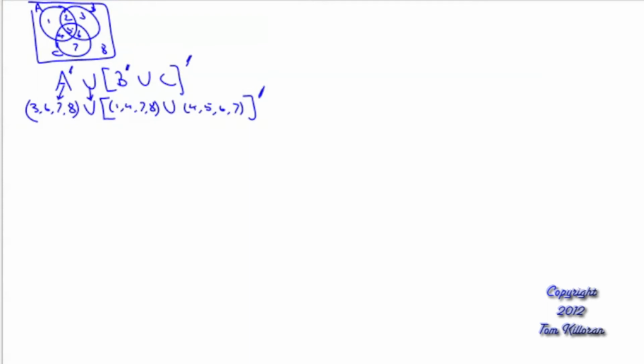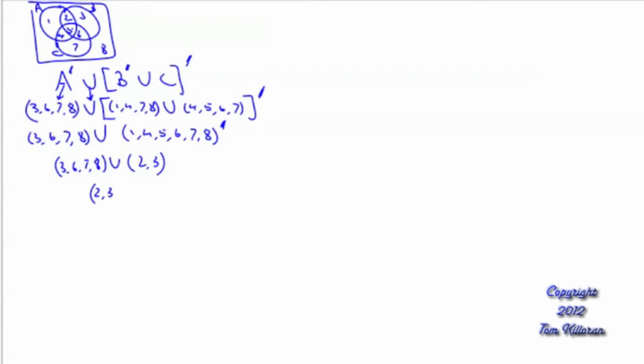Now, what can I change? Well, I can't change the first one. Can't touch that union yet, so just write it down. But these two I can put together. Union means shove them all together. So this becomes 1, 4, 5, 6, 7, 8. But there's still that complement on the outside. The only thing missing is 2 and 3. So haven't touched the first one, and this becomes 2, 3, 6, 7, 8. And there's your answer. That's all I'm looking for.